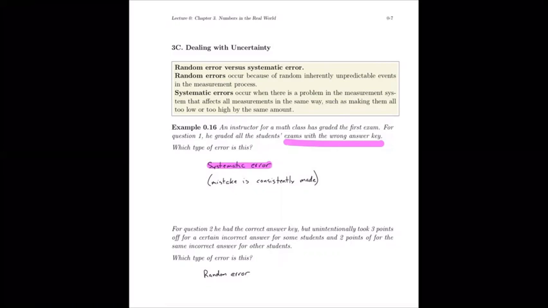So say the correct answer was 4 and the key said 5. Well, the students would have been systematically marked wrong in an incorrect way. So the mistake is made consistently by applying the key to every exam. And that's our consistent part of it. So it's a systematic error.